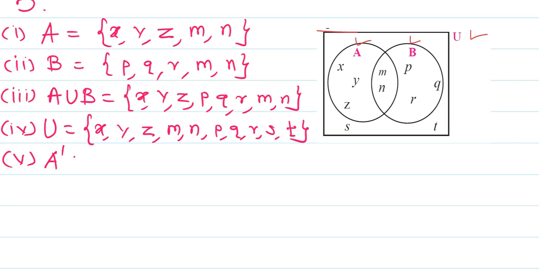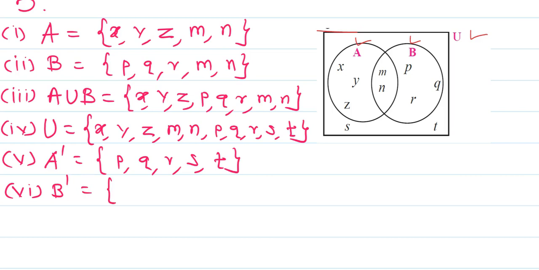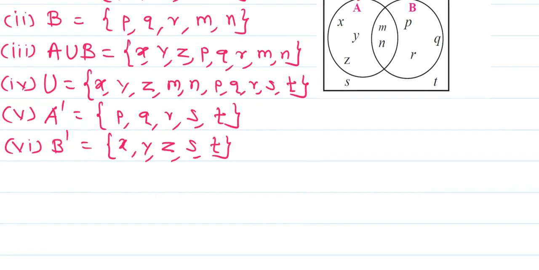Next, A complement is equal to the elements which are not in A but they are in U. That is P, Q, R, S, T. Next, B complement is equal to X, Y, Z, S, T. Next, 7. A union B complement is S, T.